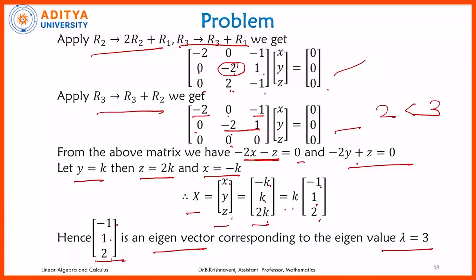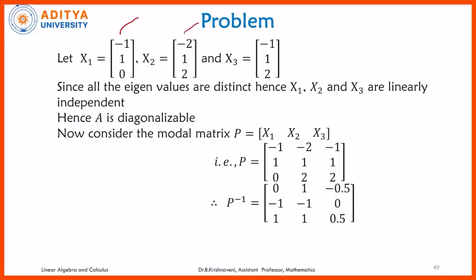So hence we got all the 3 eigenvectors x1, x2, x3. Since all the eigenvalues are distinct, hence x1, x2, x3 are linearly independent. So hence we say that A is diagonalizable. Now consider the modal matrix P, that is equal to x1, x2, x3 as columns. So P is equal to x1, which is minus 1, 1, 0, x2, minus 2, 1, 2, x3, that is minus 1, 1, 2.